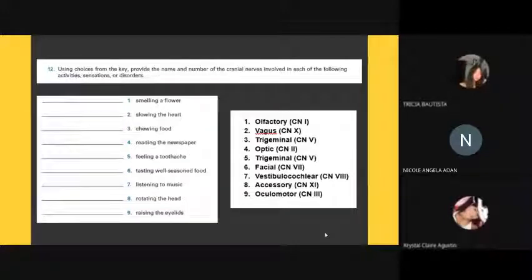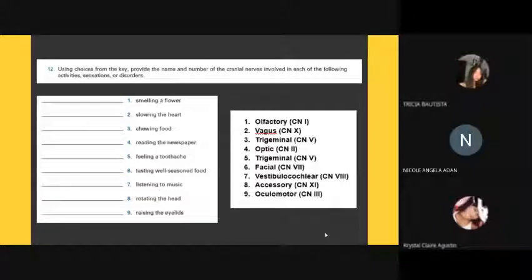Number 3, chewing food. It is the trigeminal or cranial nerve number 5, whose function is for sensation. Number 4, reading the newspaper. It is the optic or cranial nerve number 2, whose function is for the eyes or vision. Number 5, feeling a toothache. It is the trigeminal, cranial nerve number 5, because it is for sensation. 6, tasting well-seasoned food. It is the facial, cranial nerve number 7, for it is part of the tongue which can taste well-seasoned food.